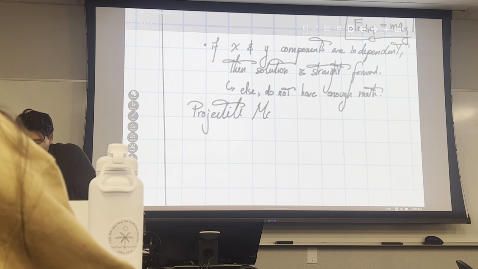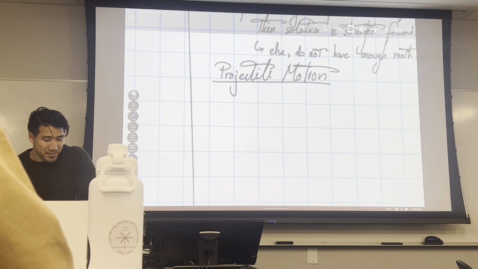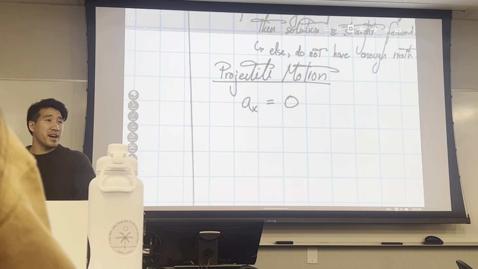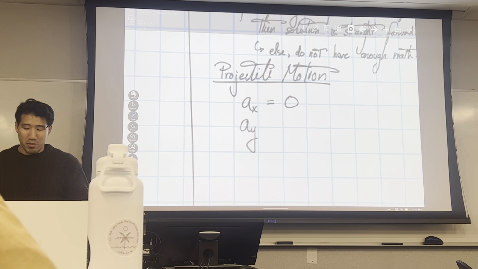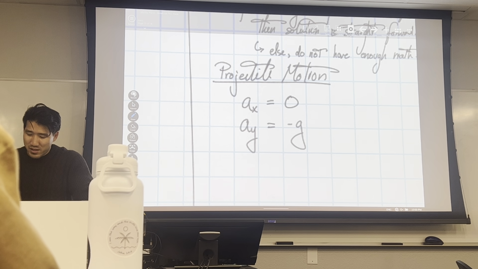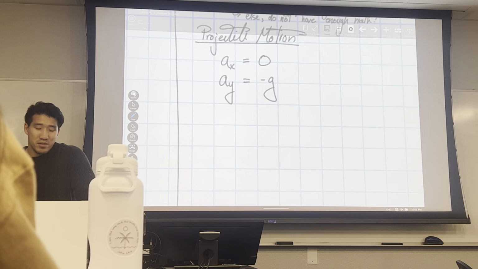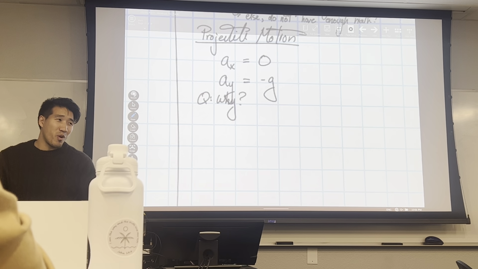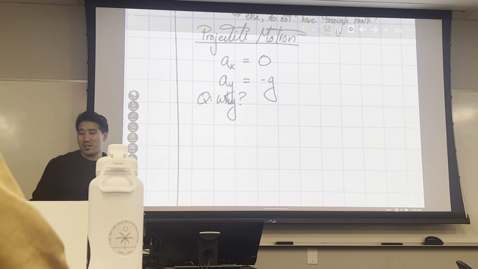So projectile motion, very, very simple. From kinematics, we had the acceleration in the x direction is equal to 0. Acceleration in the y is negative g. All right, these are what characterize projectile motion. But now we can answer the question why. Before, I just told you these were true, but now we can actually do the analysis.